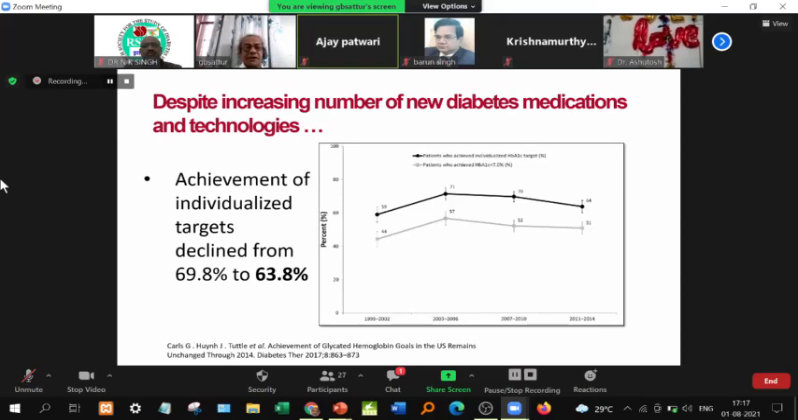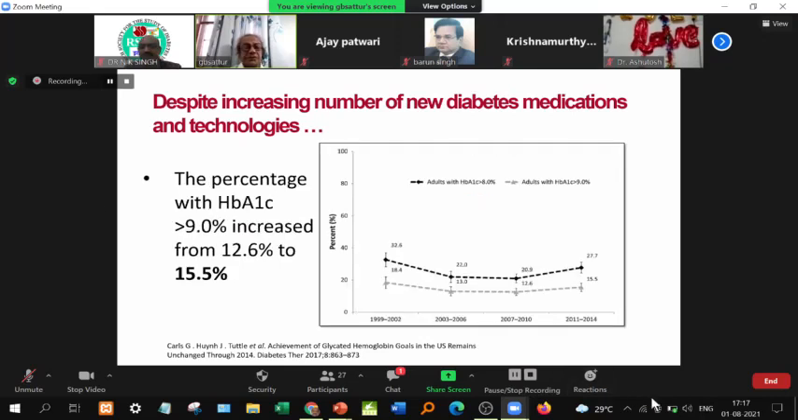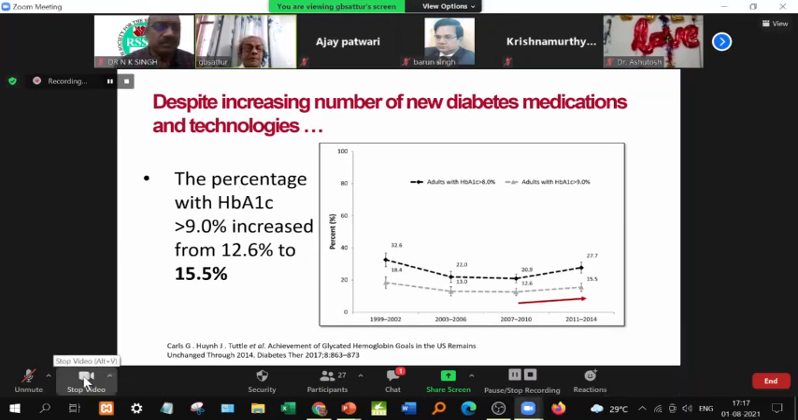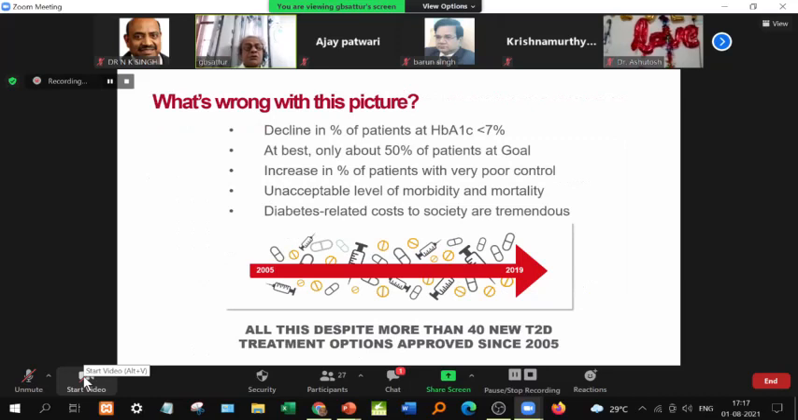This is again one of the slides showing that although we have progressed in the number of molecules, achievement of individualized targets is declining. We know that diabetes is more a tailor-made treatment rather than a ready-made treatment. So you can see that there is a decline in the individualized targets over a very short span of around 8 to 10 years. The same thing happened: the percentage of HbA1c of more than 9 increased despite increased awareness, despite more knowledge about the drugs to be used. So what has gone wrong then?